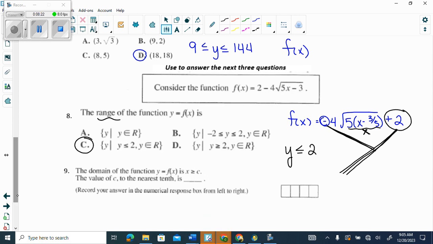Then this one says the domain of the function. So what affects my x? This in here, with radicals, it's only the horizontal translation. So it's going to be 3/5, positive 3/5. And its x is greater than or equal to because it's a positive 5. There's no reflection. So what is 3 divided by 5? To the nearest tenth, your decimal?